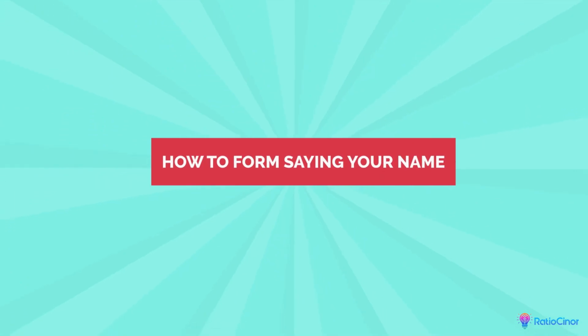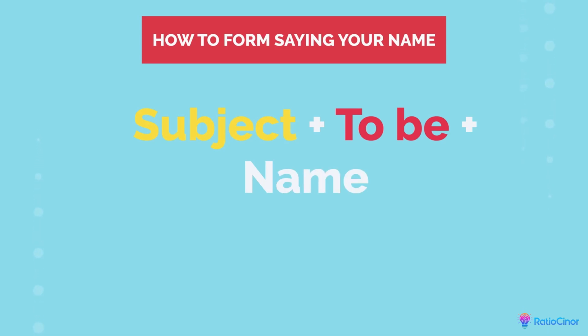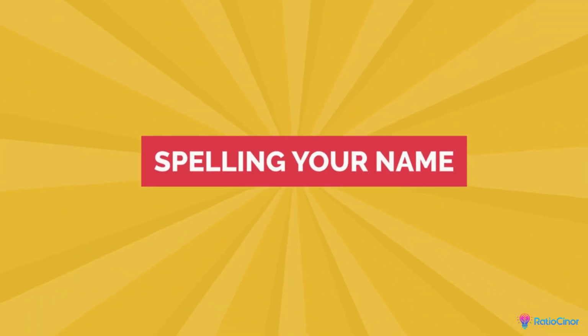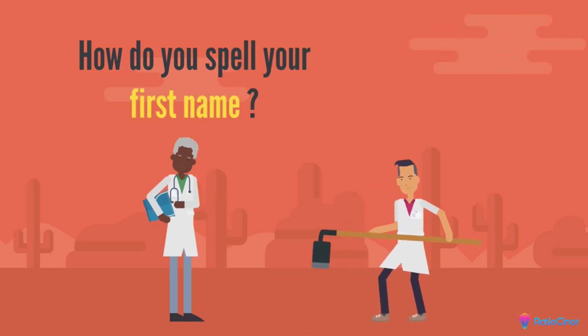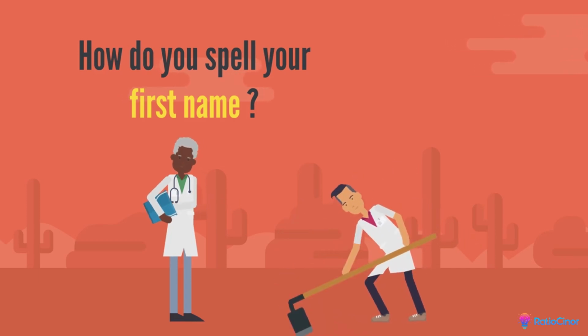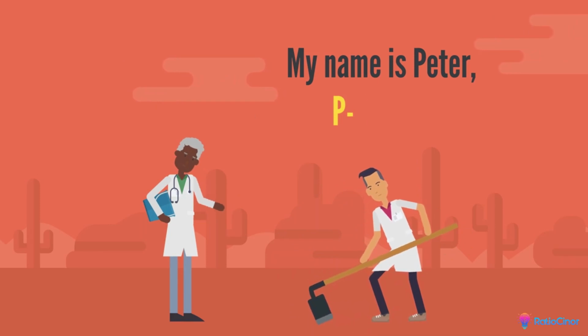How to form saying your name. Subject plus to be plus name. My name is Peter. I'm Vladislav. Spelling your name. How do you spell your first name? This is how you ask someone to spell their first name. My name is Peter. P-E-T-E-R.